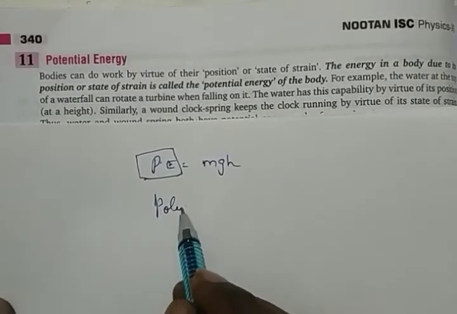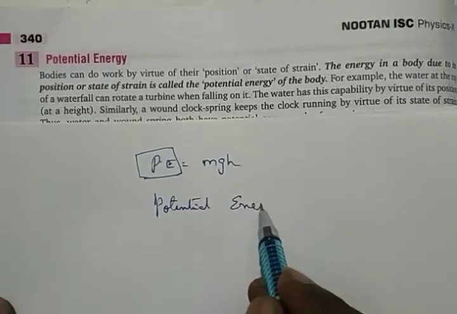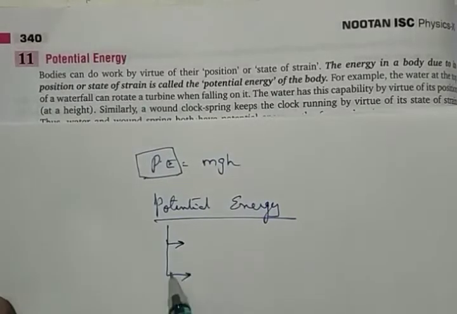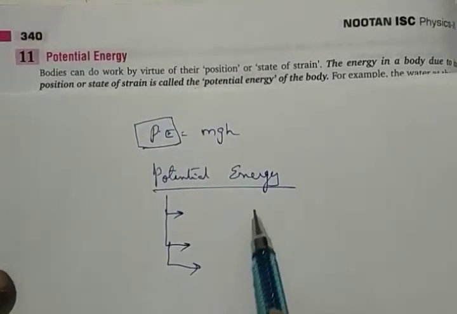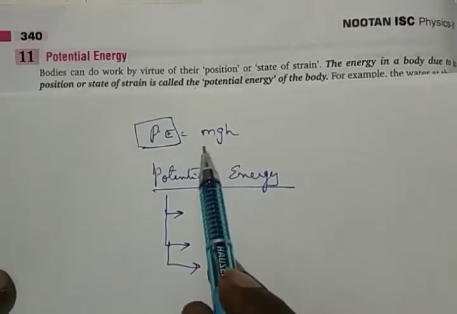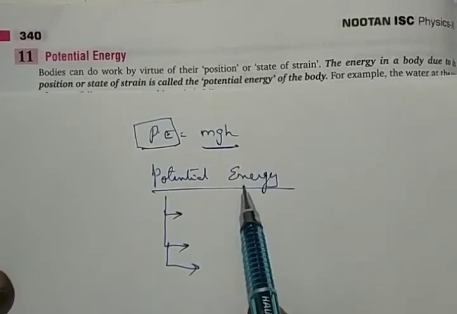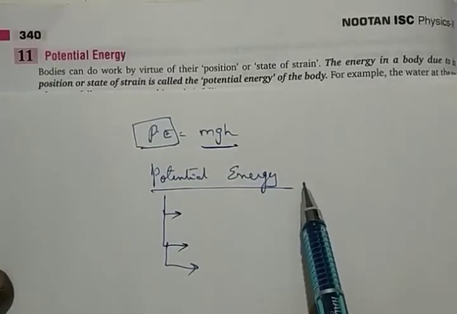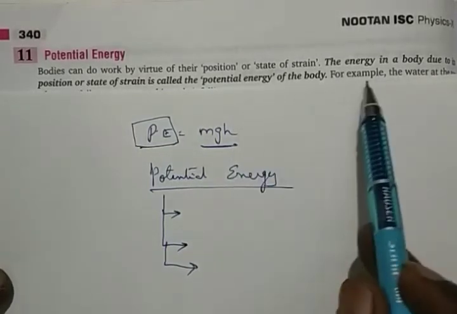Potential energy has so many subdivisions. Before going to the subdivisions, let us first understand what potential energy is. Is this really potential energy? Potential energy means the energy possessed by the body due to the position or the state of strain is called potential energy. That's what it's written here.